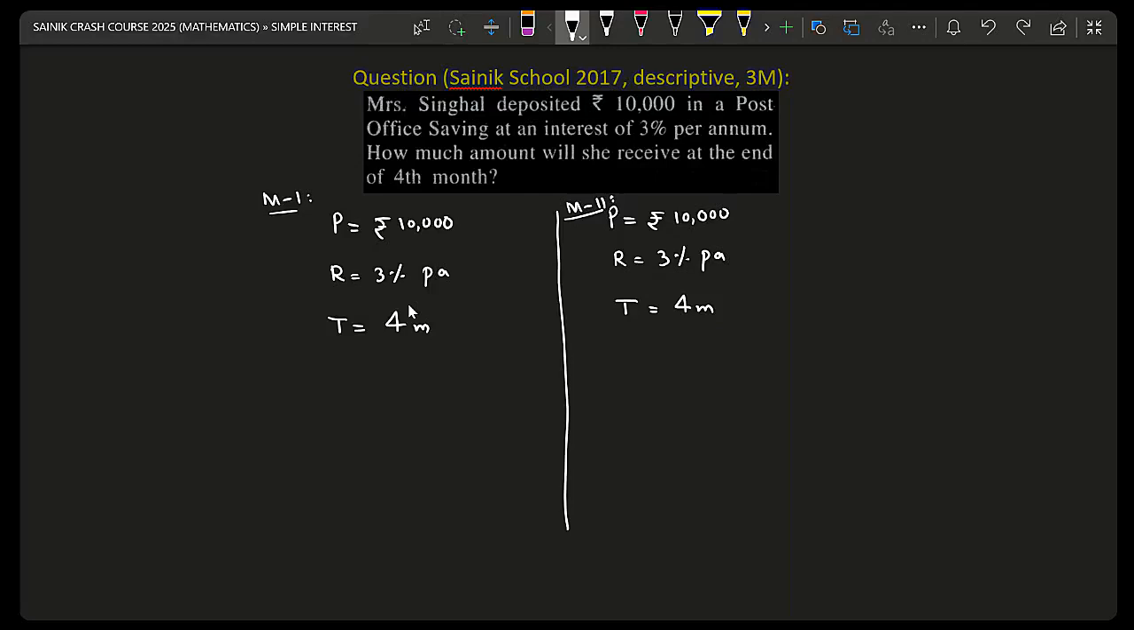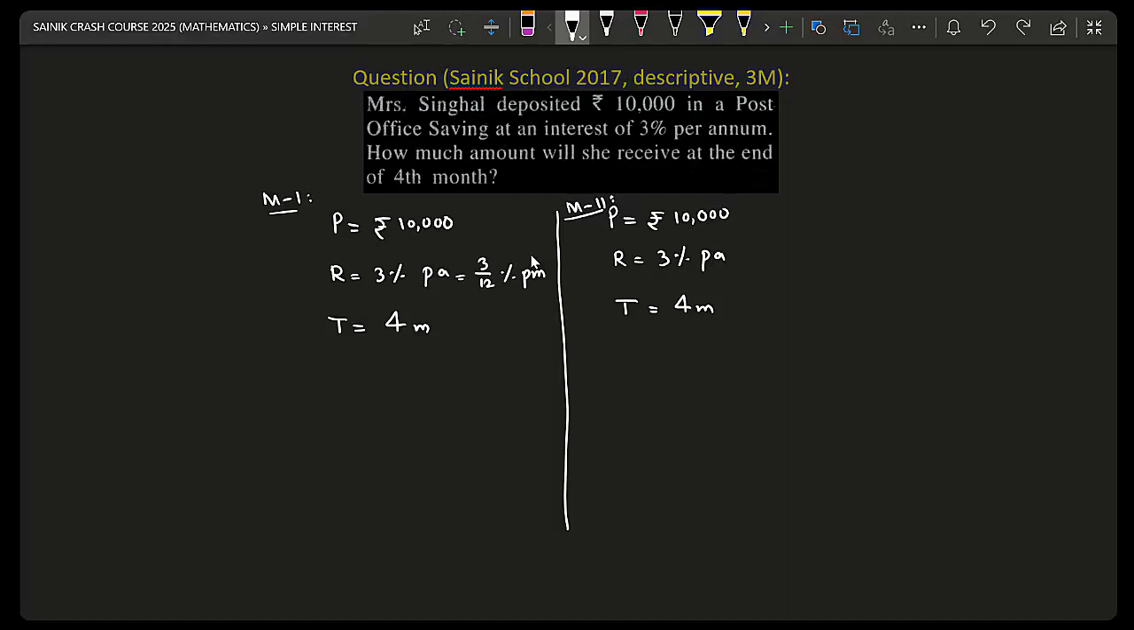It's a simple question. Forget about everything. In 1 year, I am giving 3 rupees. In 1 month, how much are you expected to get? 3 by 12? Yes, it is division, not multiplication, right? So it is 3 by 12 percent per month. Now you can see the units match. Yes, sir. Okay. Now you can find the interest.